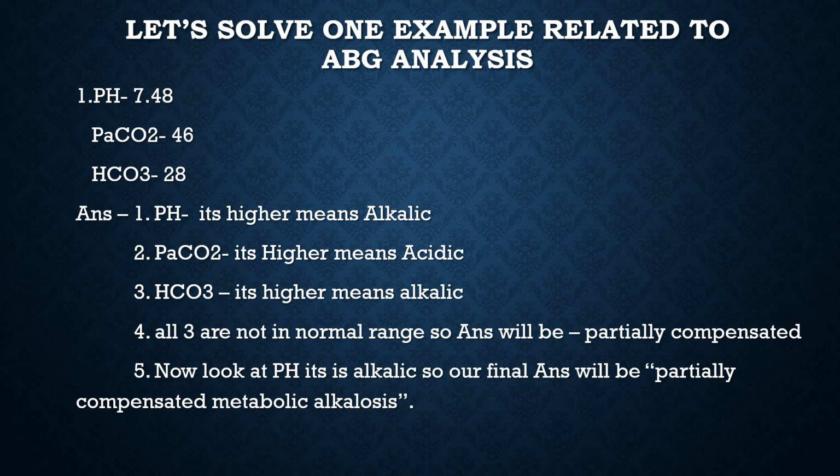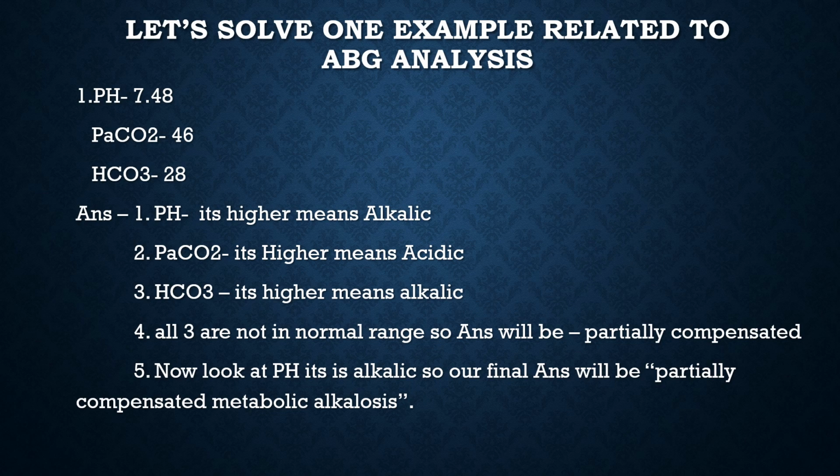And HCO3 is 28, which is also higher than normal value, which is 22 to 26. So it will become alkalic. The fourth and most important step of ours is all three values are not in normal range. That's why we will call it as partially compensated.